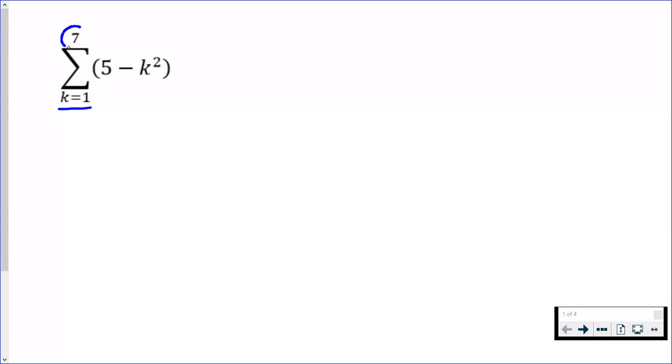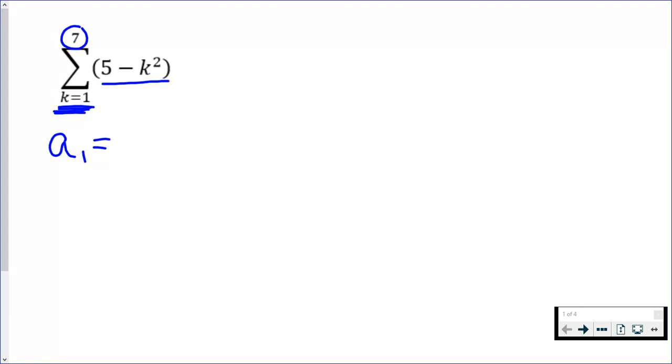The number on the top is the last term. So we're plugging in term 1 through term 7. And then this is the rule for our series. This is the equation we use to figure out each term. So if I want the first term, a1, or a sub 1, I'm plugging in k equals 1. I'm starting with 1 because that's what I have down here. That's telling me to start by plugging in the number 1.